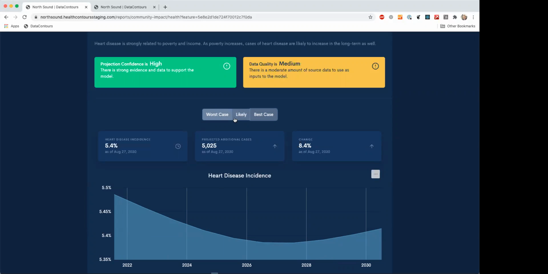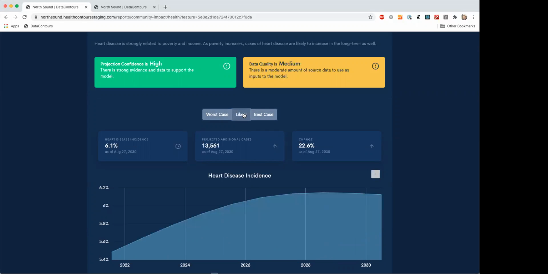And we see a long-term reversion to the mean on the best case scenario. It's a little harder to see on the worst and likely.